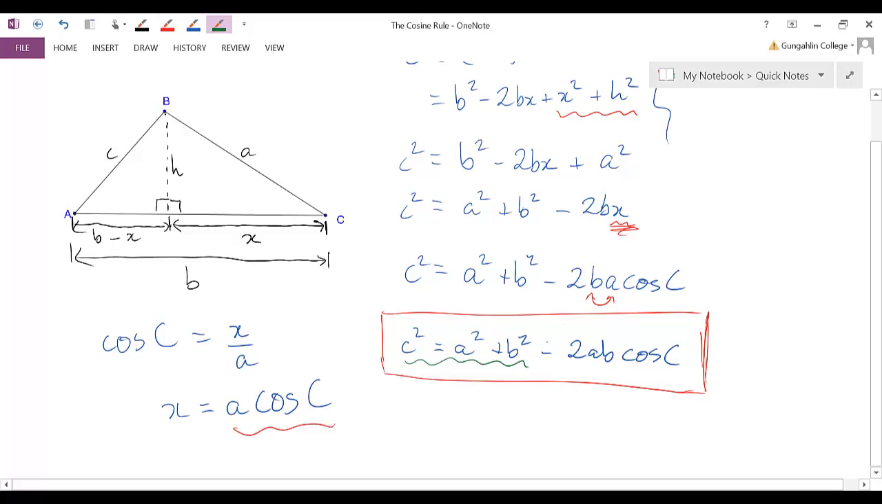And when we get to class, we're going to look at this a little bit and talk about why this is so closely related to Pythagoras' theorem. And in fact, you can get Pythagoras' theorem from this result.